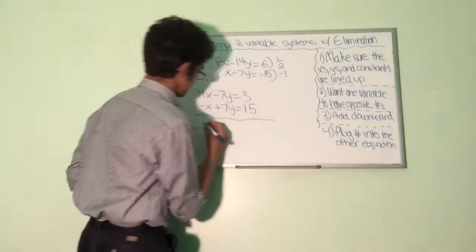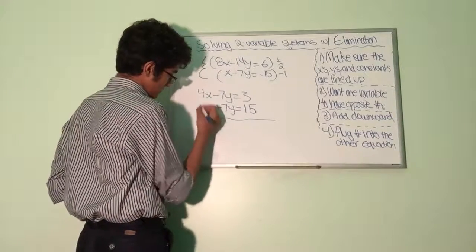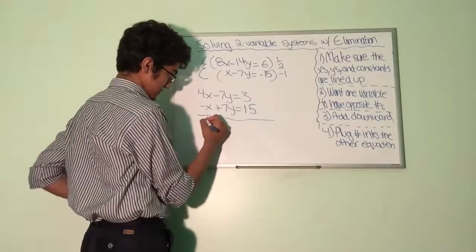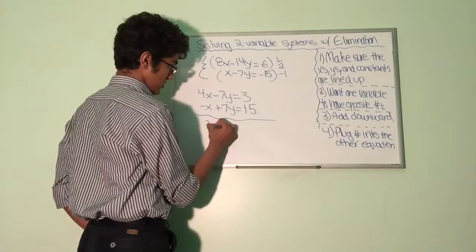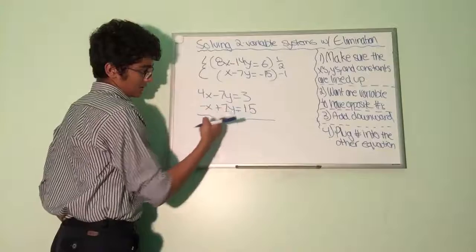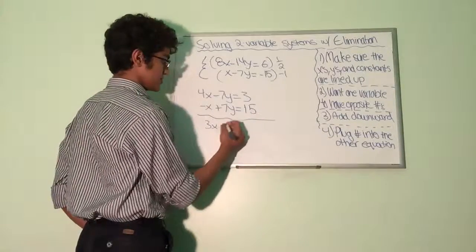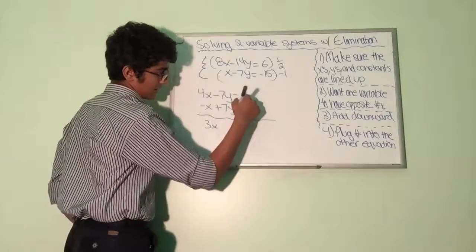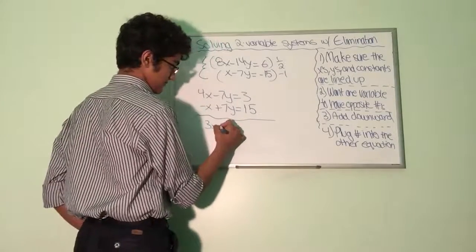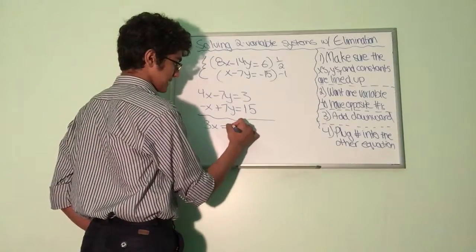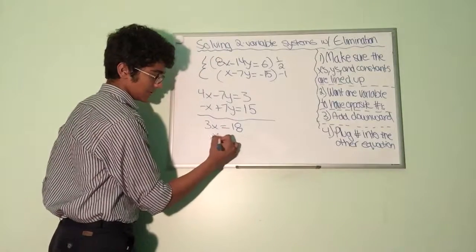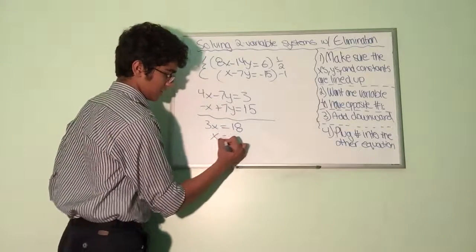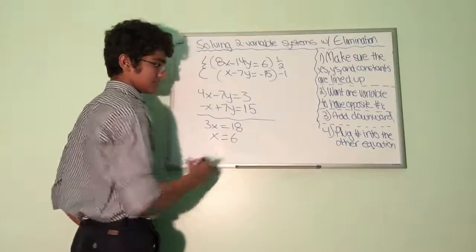And then we follow the third step, and the third step is telling us to just add downward. So let's just add this equation. So 4x plus -x would give us 3x. -7y plus 7y would cancel each other out. And 3 plus 15 would give you +18. And just solve for the x value, divide both sides by 3, and you'll get x equals 6.